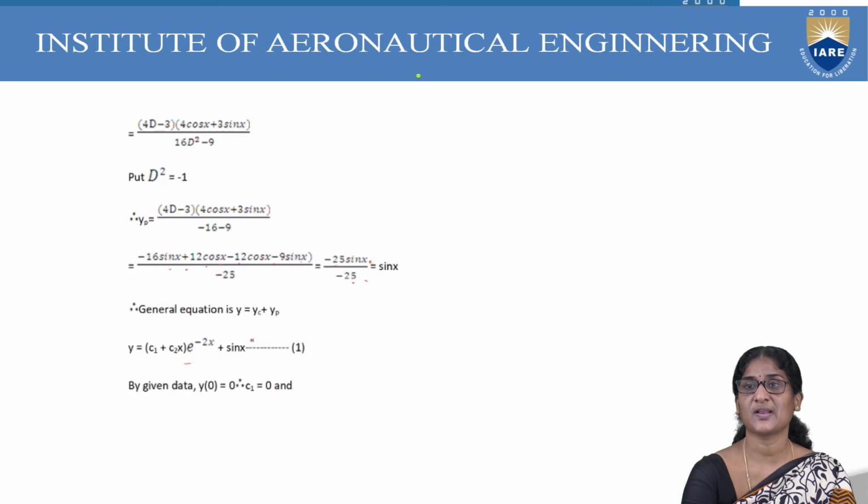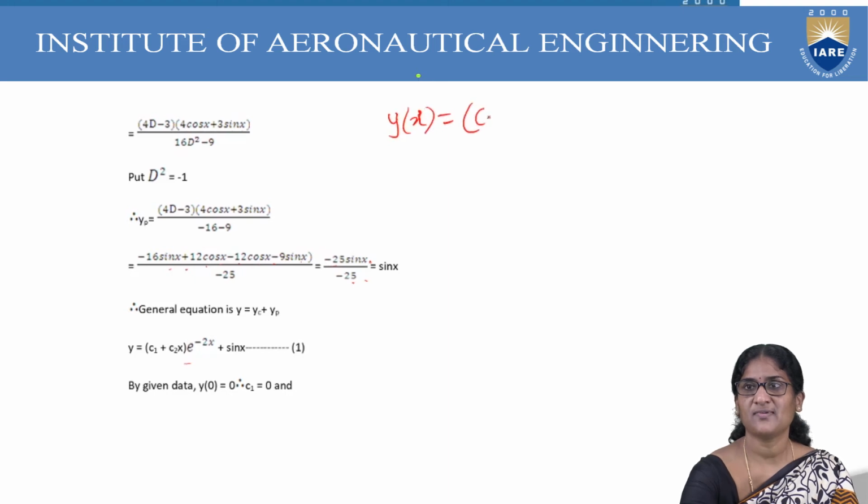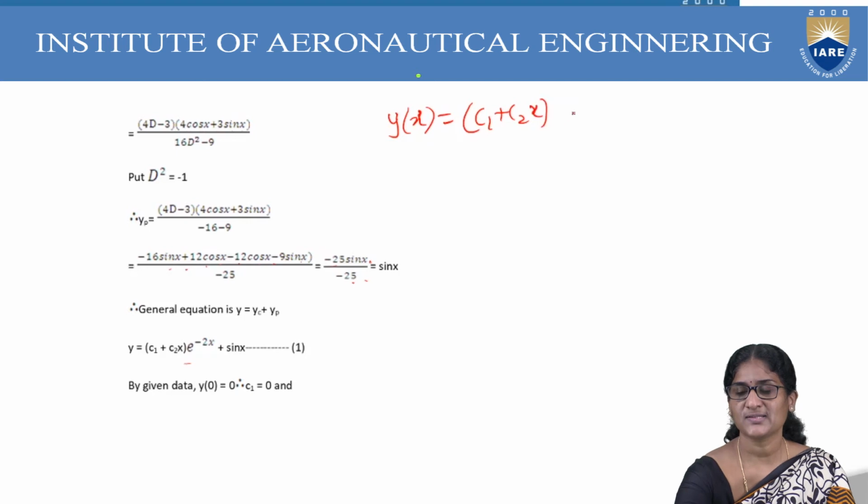Now you take this one. So what we have got is y of x is equal to c1 plus c2x e power minus 2x plus sin x, which is the complete answer.